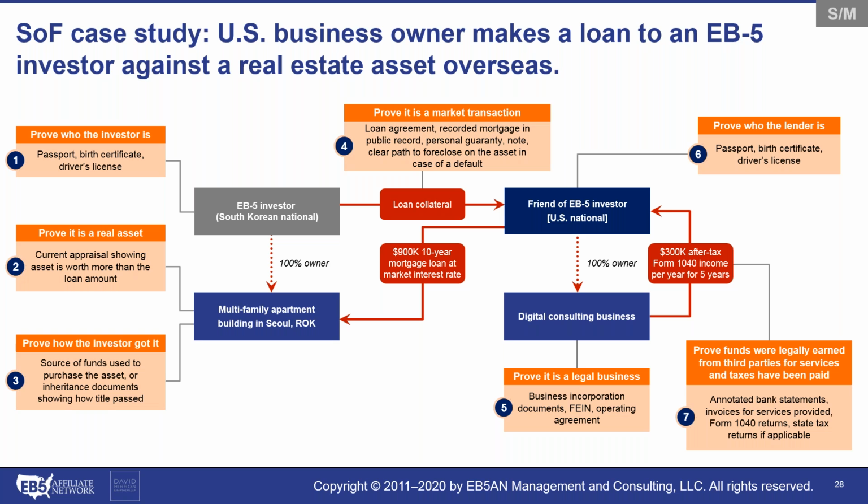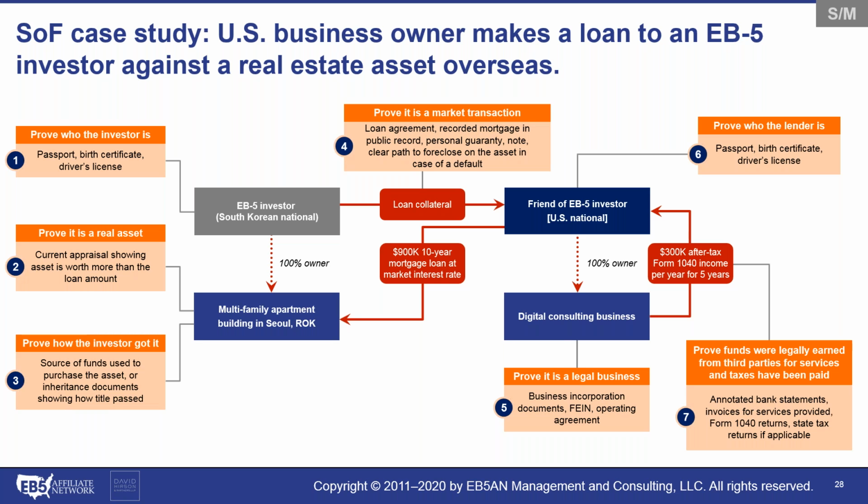But they do have a friend who's a US citizen, a US national. And that friend has a successful consulting business that's making money and paying tax, and over the last 5 years has generated over $300,000 a year in after-tax income. So in the last 5 years, they've made over $1.5 million after tax. And that friend has agreed to provide a $900,000 mortgage against the apartment building that this investor owns in Korea.